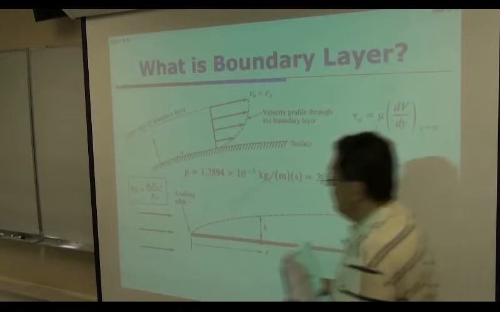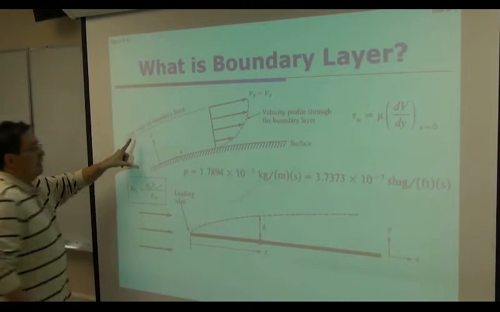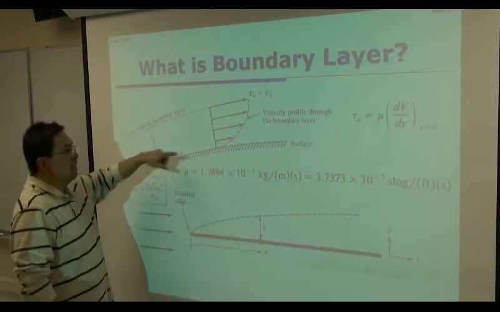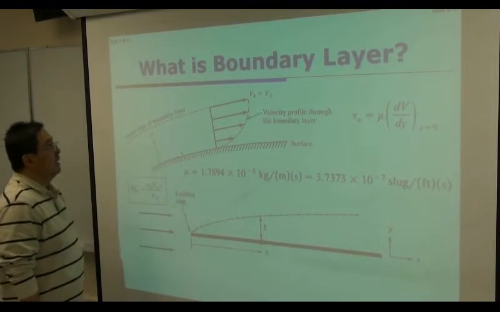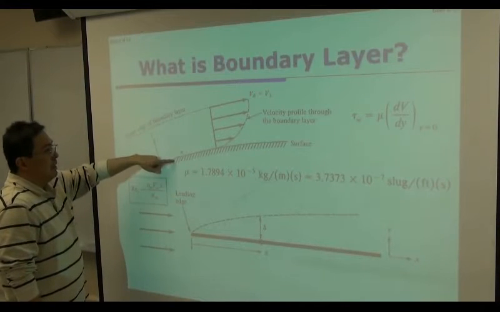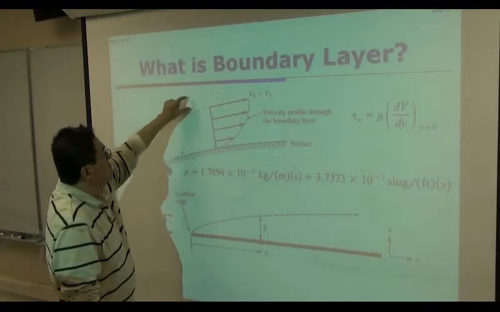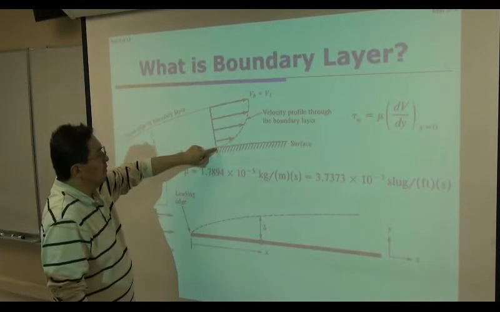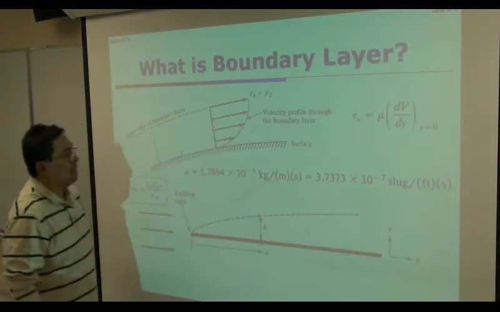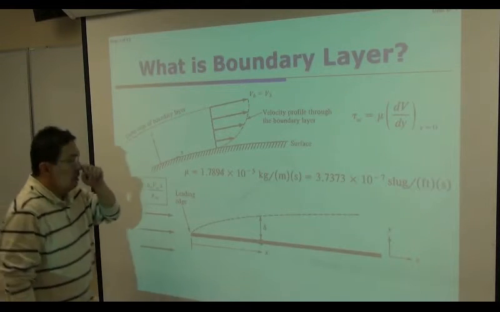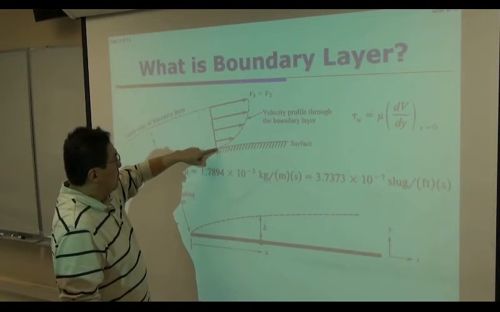A boundary layer is usually a very, very thin layer right next to the surface of a vehicle. If this is the airflow, this layer is going to be very, very thin. Within this thin layer, because of viscosity, the velocity changes from the free stream value to 0, usually non-linearly. This is called the boundary layer velocity profile.